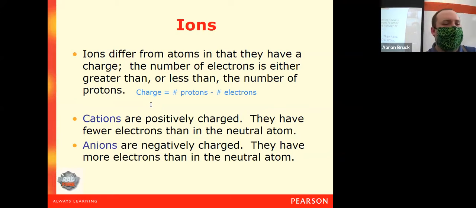If there are more protons, it's going to be positive. We're going to call that a cation. Cations are positively charged. In all, they have fewer electrons than the neutral atom, so somewhere along the line, the atom has given away electrons to create this positive charge. Anions, on the other hand, are negatively charged. They have more electrons than they do protons, which means that somewhere along the line, that atom has added electrons in some kind of way.